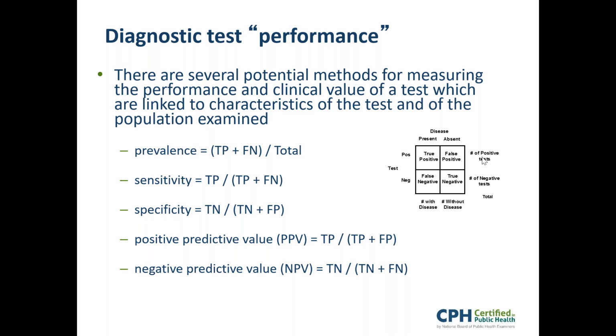The positive predictive value looks at the likelihood of those who test positive actually having the disease, and the negative predictive value tells us, in those who test negative, who truly does not have the disease. And there are trade-offs between all of these tests. Next slide. We're going to go through an example here.